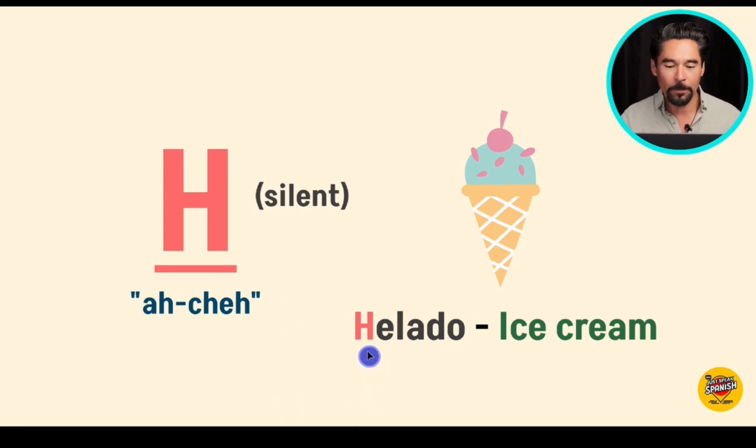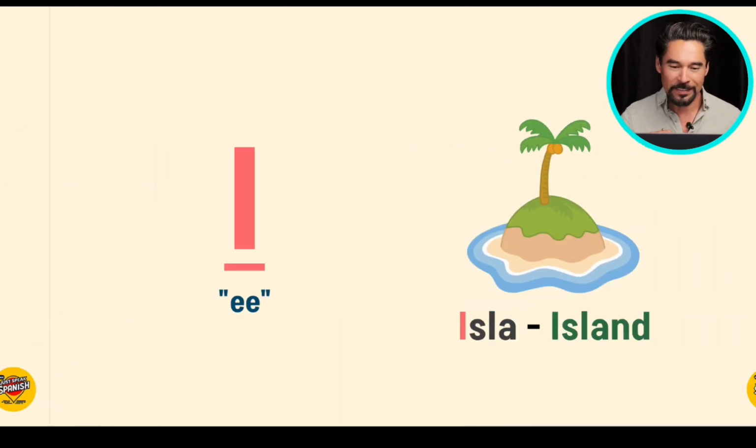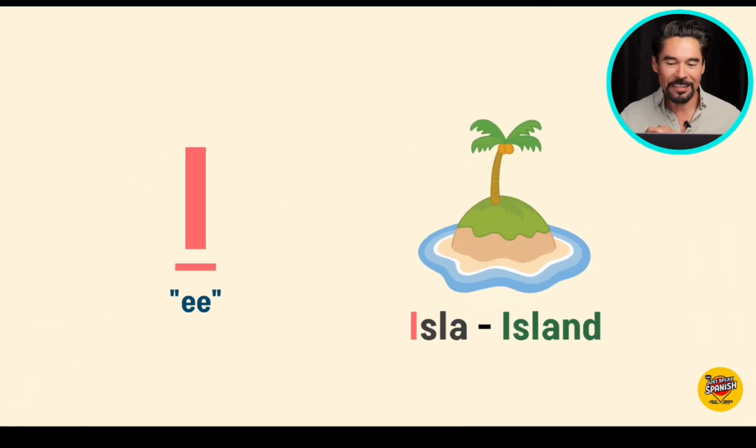So we are ignoring the H and we're just pronouncing the vowel that follows the H. This is very important because a lot of times people come from English and make the mistake of saying helado or other words like that, pronouncing the H. But in Spanish, it's always silent. Fantastic.